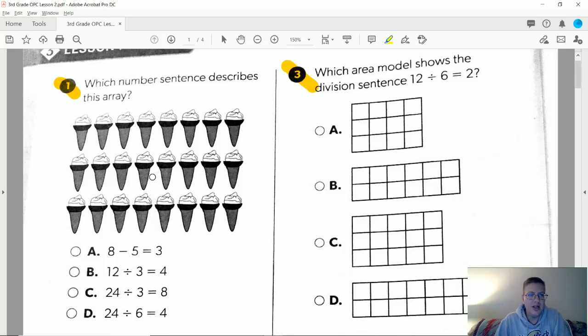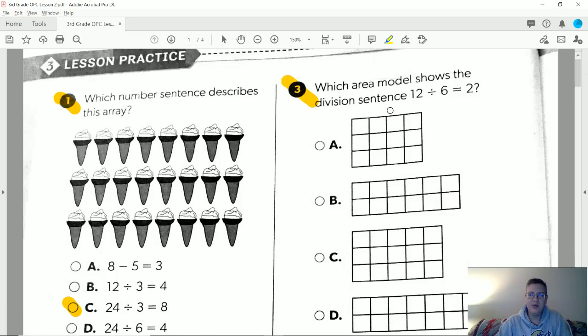So number one, what number sentence describes this array? I have 1, 2, 3 rows, and I have 1, 2, 3, 4, 5, 6, 7, 8 objects in each row. So our first option is a subtraction problem. We're working with division, so that's not going to work. Second one, 12 divided by 3. I do have 3 rows, but I have more than 12 objects, so we're not going to pick that one. 24 divided by 3 equals 8. This one correctly matches what we have in our picture.